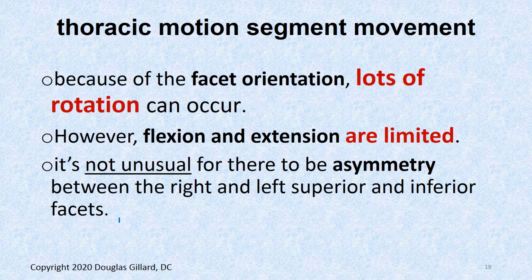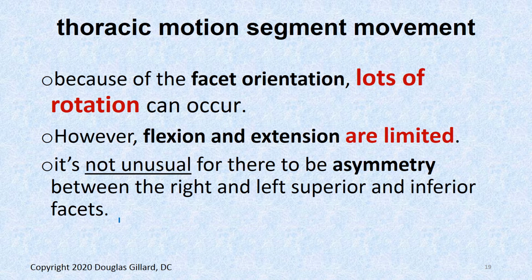Okay, thoracic motion segment. Because of the facet orientation, they're very sagittal, really, right? You can have a lot of rotation occur here. However, flexion and extension is going to be quite limited. You can't bend when the facets are so sagittal. Another weird thing, it's not unusual for the right facet to differ. There's a lot of facet tropism. We talked about that in the lumbar spine, but there's a lot of facet tropism that goes on here.